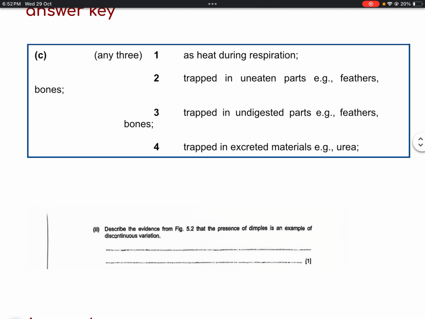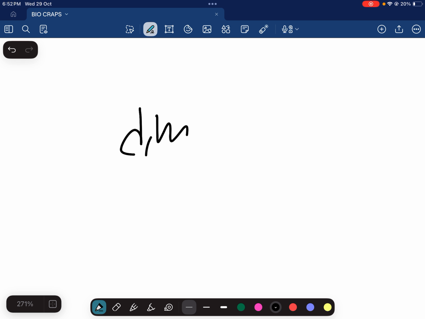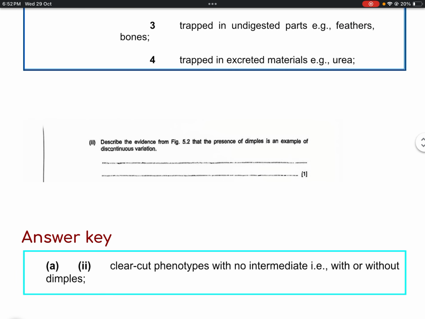Okay, next question. Describe the evidence that presence of dimples. Okay, so when you talk about dimples, right, how do you write it? It's a clear-cut phenotype. Yeah, clear-cut phenotypes.